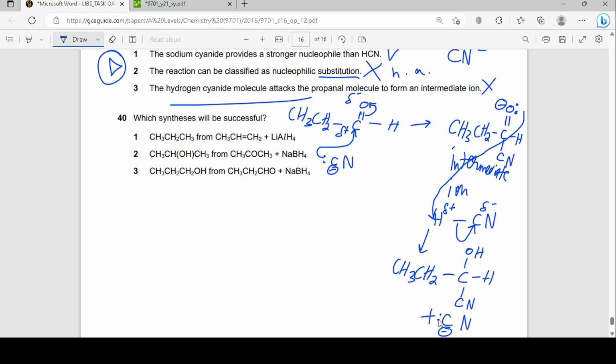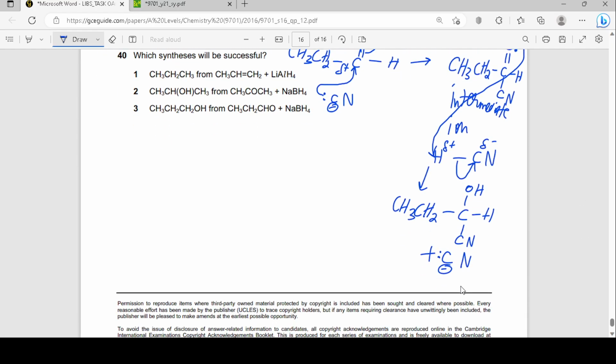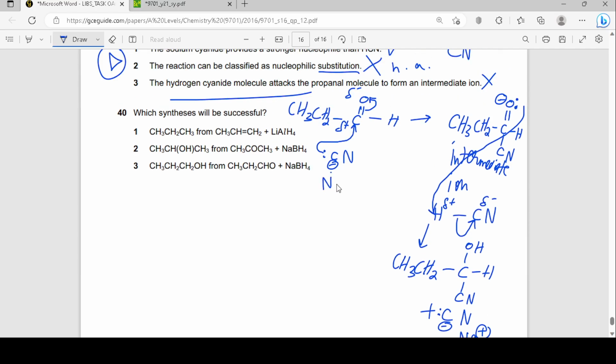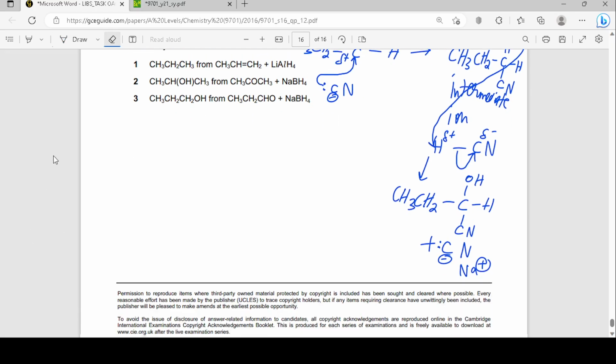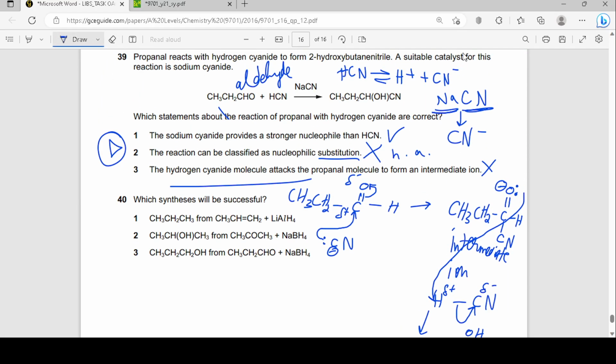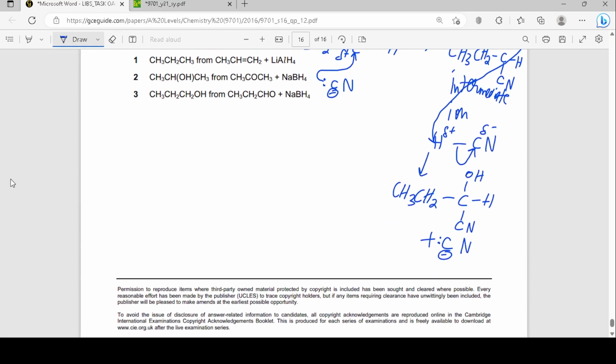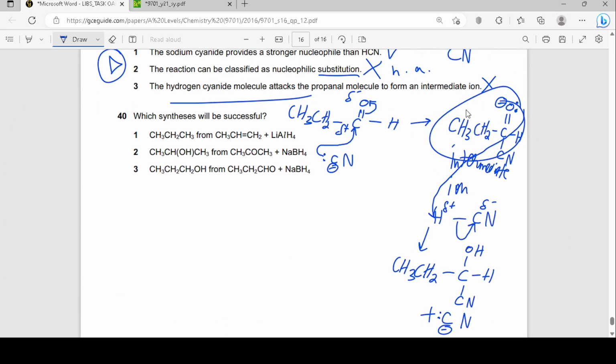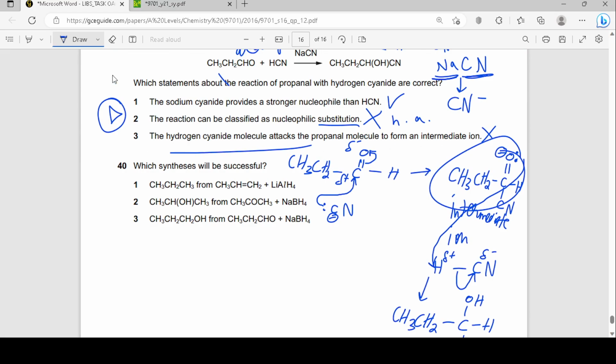So basically, they mentioned that NaCN is a catalyst, right? So this one comes from the NaCN, and basically the CN minus has been regenerated. So that's why they mentioned a suitable catalyst for this reaction. So it's acting as a catalyst, right? So you do get an intermediate by the HCN molecule attacking the propanal molecule.